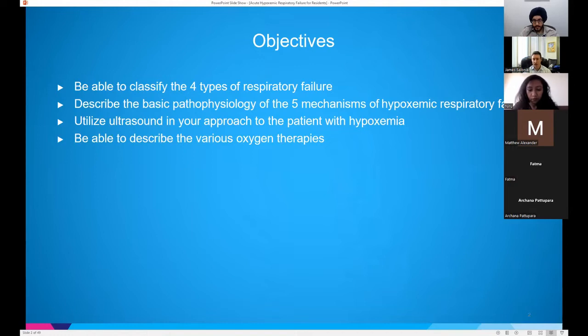After last lecture, if you can't do ultrasound, then there's nothing else we can really do, because we went through so much of the physiology that you'll see, the A lines, the B lines, the C profile. So you have all the weapons in your arsenal to really come up with a broad differential for your patients. And then, if we were to continue this, to be able to describe the various oxygen therapies.